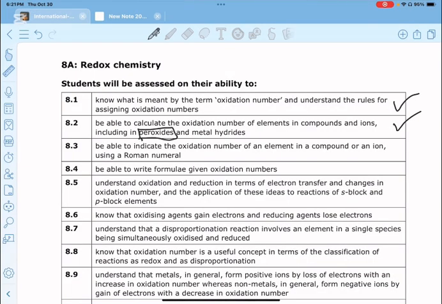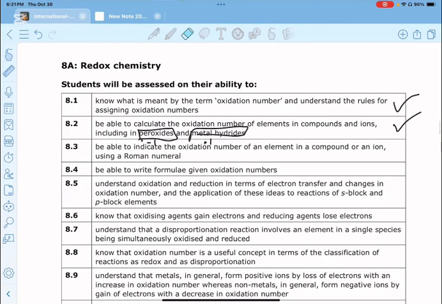Again, remember for peroxides and for metal hydrides, instead of using -2 for oxygen, use -1, and for metal hydrides, instead of using +1, you use -1 for hydrogen, okay?